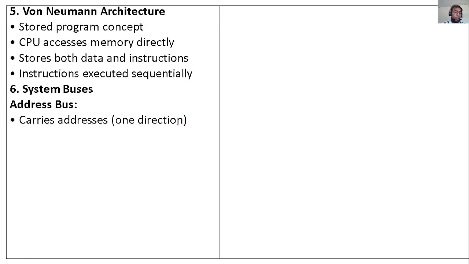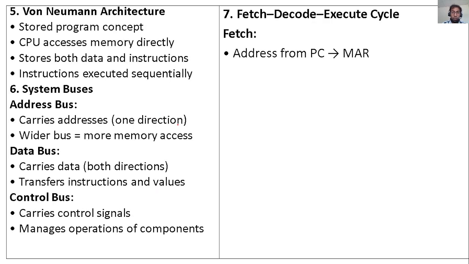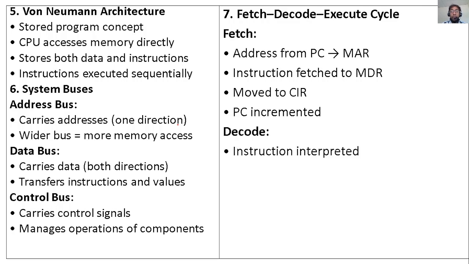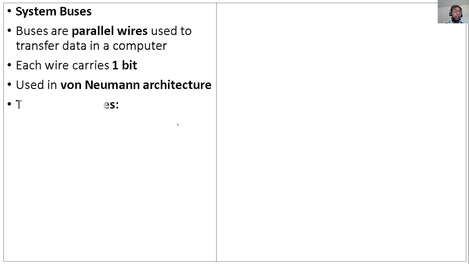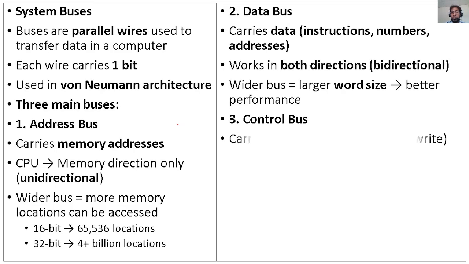Now, von Neumann architecture, we have already studied that. These are our buses. This is our fetch decode execute cycle. The program counter goes to the memory address register, the instruction is fetched to the MDR and then moved to the CIR, and the program counter is incremented once anything is moved to the CIR. Then there are system buses. We have already studied that. Let's move on. A wider bus equals a larger word size.